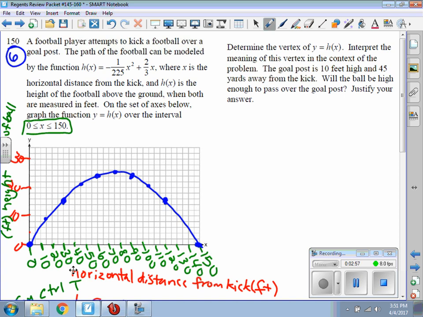So now I'm going to worry about answering the rest of the question. This was a 6-pointer. Just doing the graph is worth 2 points. The next 2 points come from determine the vertex of y equals h of x, and interpret the meaning of this vertex in the context of the problem. You would have seen just that part with a blank space beneath it before it kept going to the third part of the question. Determine the vertex is like the turnaround point. Where did the ball stop going up and start coming down?